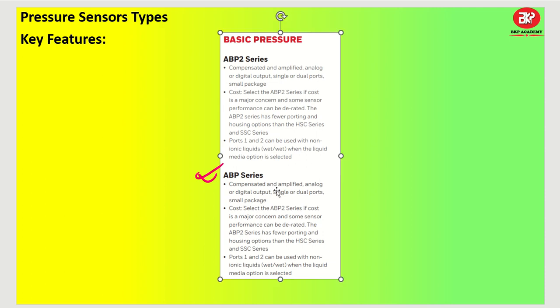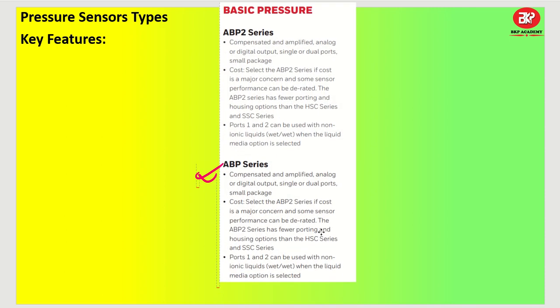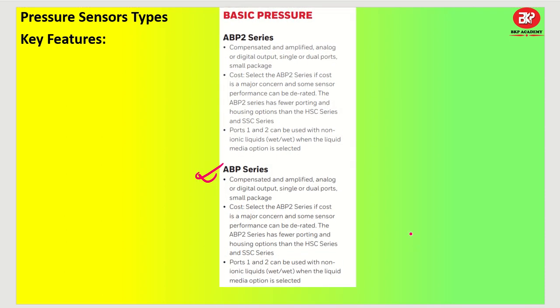If you talk about the ABP series, it is going to be compensated, amplified, with analog or digital outputs. It also has single or dual ports, or a small package as well. Okay, and this is a very cost effective solution if cost is a major concern, and some sensor performance can be derated. So if you want a more cost effective solution, then some of the performance can be removed and you will get it at lower cost. Got it?